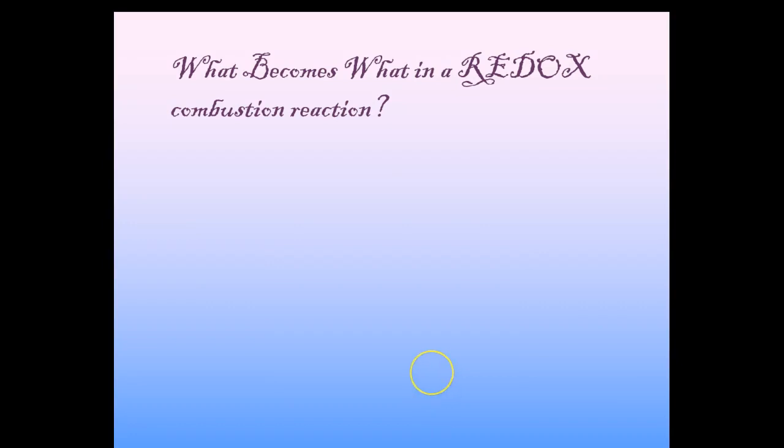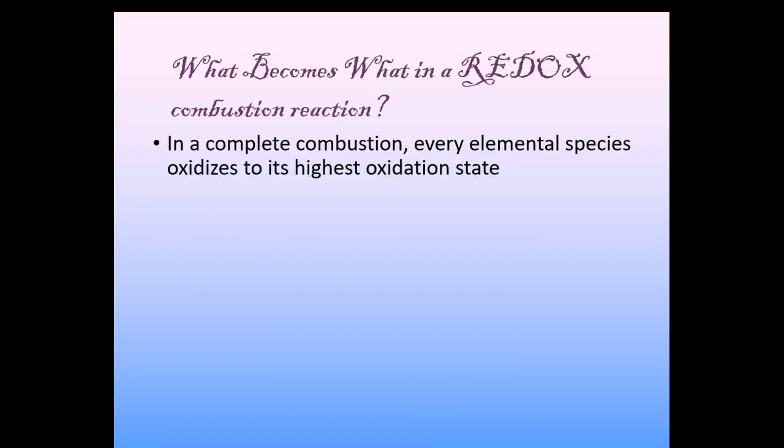Now, just to be sure, what is going to become what in an oxidation-reduction combustion reaction? And we need to look at each element in turn. In a complete combustion, every elemental species oxidizes to its highest oxidation state. So, for instance, carbon goes to CO2, where carbon is +4.